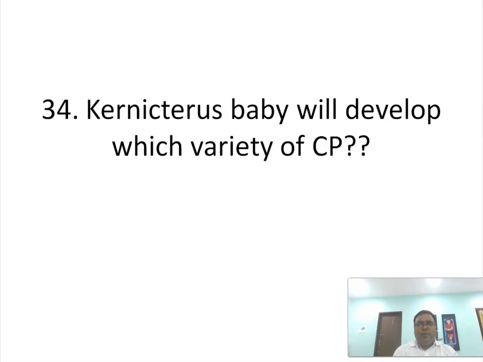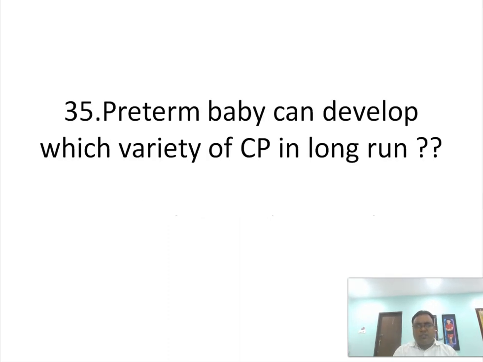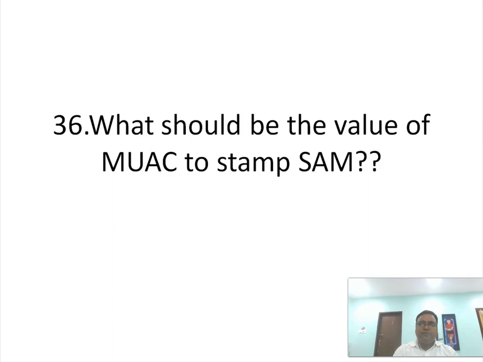Next, a kernicterus baby will develop which variety of CP? The answer is choreoathetoid type of CP. Suppose a preterm baby, then the type of CP? Next question: a preterm baby can develop which variety of CP in the long run? Preterm baby, the type of CP is spastic diplegia. If a kernicterus baby who has undergone exchange transfusion during the neonatal period, the type of CP the child may develop is choreoathetoid CP.